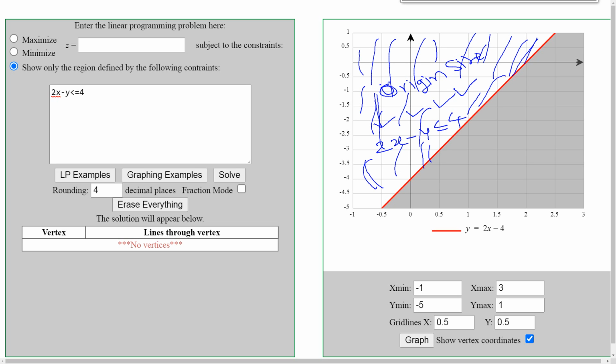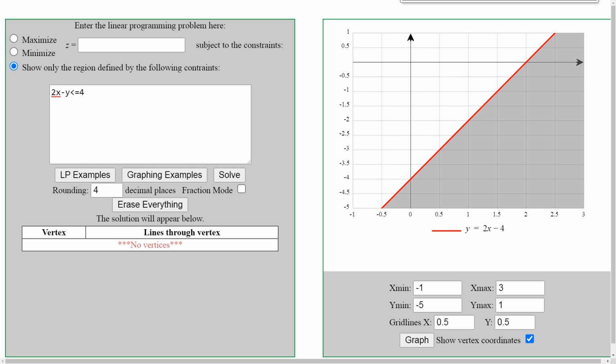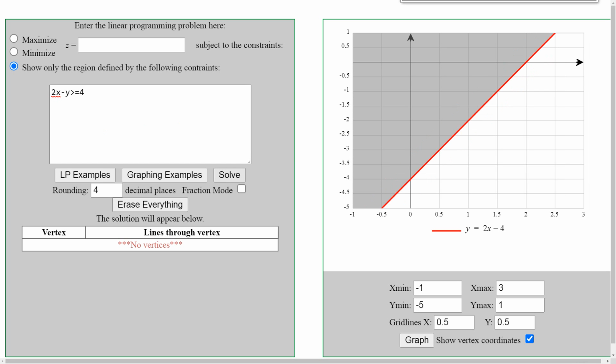Okay. Now let us determine the feasible region for another inequality. This time I take the inequality as 2x minus y is greater or equal to 4. Let me write the inequality over here. 2x minus y is greater or equal to 4. Again, we'll have to solve this.